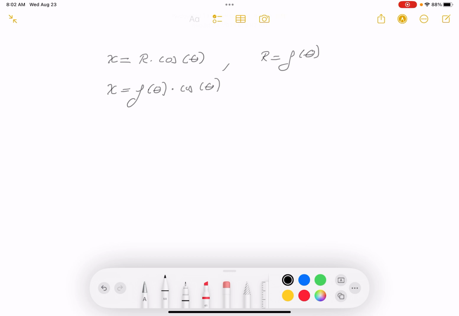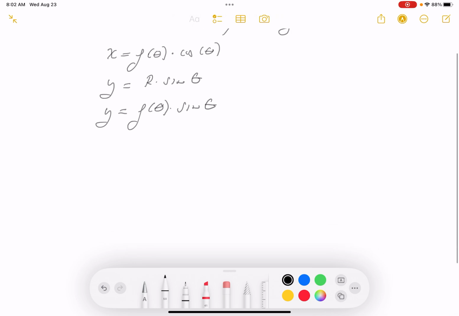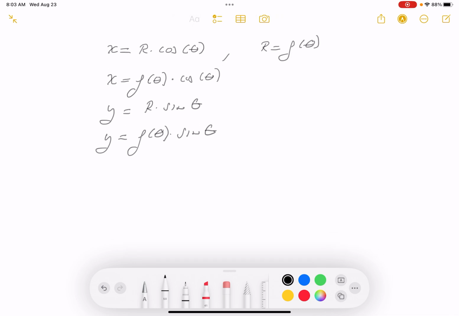And I know y is equal to r times the sine of theta, right? So what am I going to do now? Write down y, and r is a function of theta. Okay, what I want to do is write down dx/d theta.